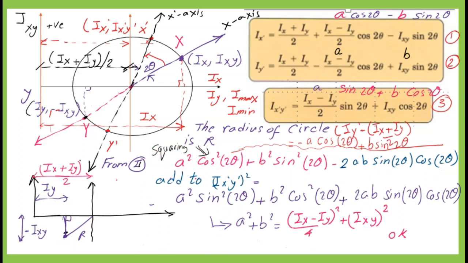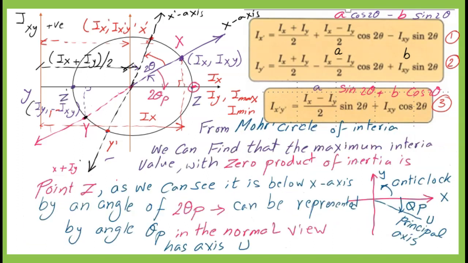From the next slide, adding together the square of Iy dash minus (Ix plus Iy) over 2, plus the square of Ix dash y dash, will give a squared plus b squared, which we will rewrite as (Ix minus Iy) squared over 4 plus Ixy squared. The result matches with the radius value from point X and the center of the circle. Moving to the next slide, slide number 7.